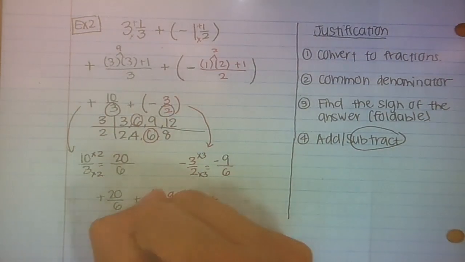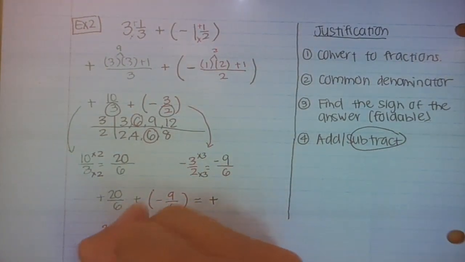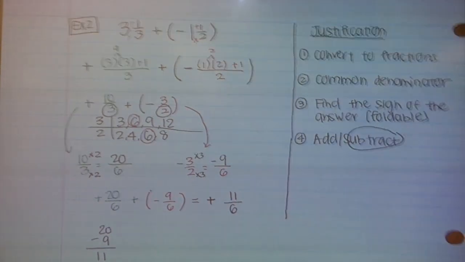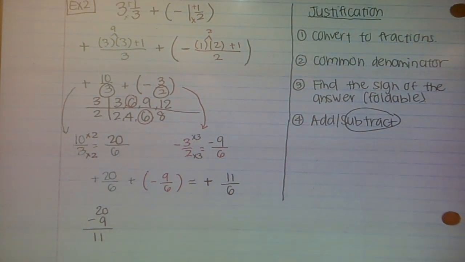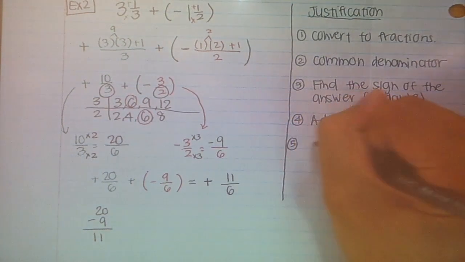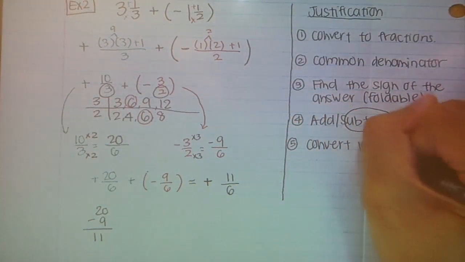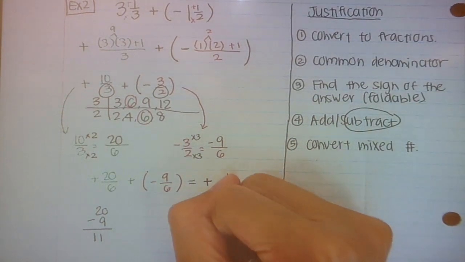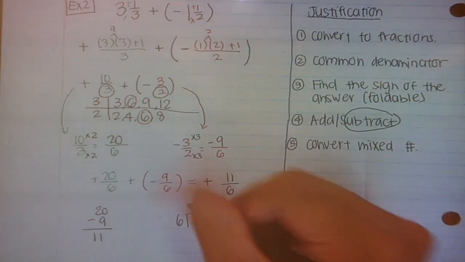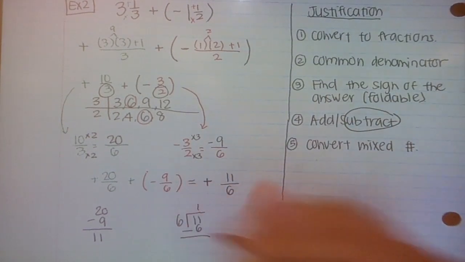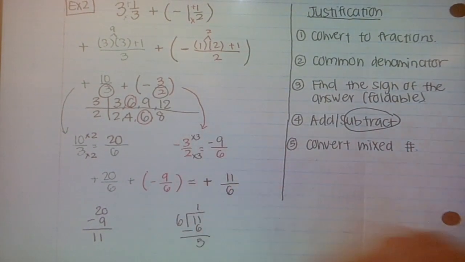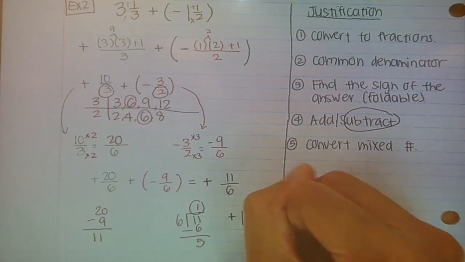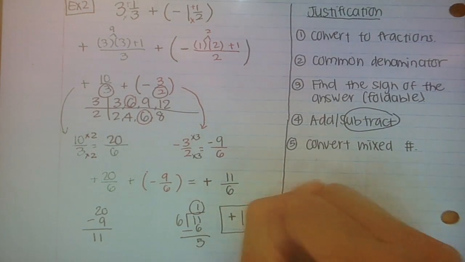So I'm going to take 20 minus 9. It's going to give me 11. So I get 11 over 6. And finally, I'm going to convert back to a mixed number. So I take 11 divided by 6. I know 6 goes into 11 one time, and the remainder is 5. So 1 is my whole number. This is a positive number, 1, and 5 over 6 is my final answer.